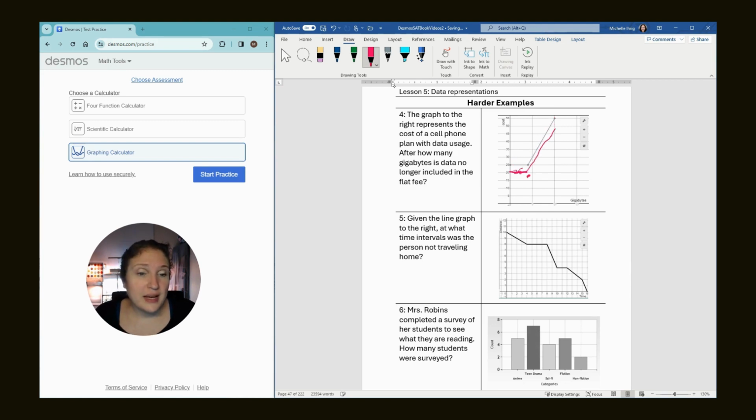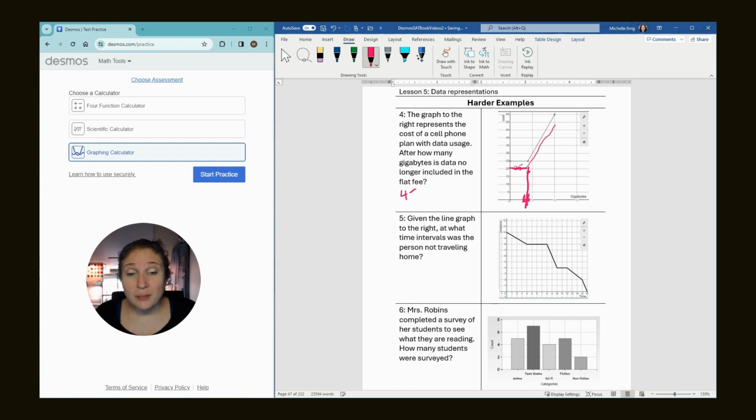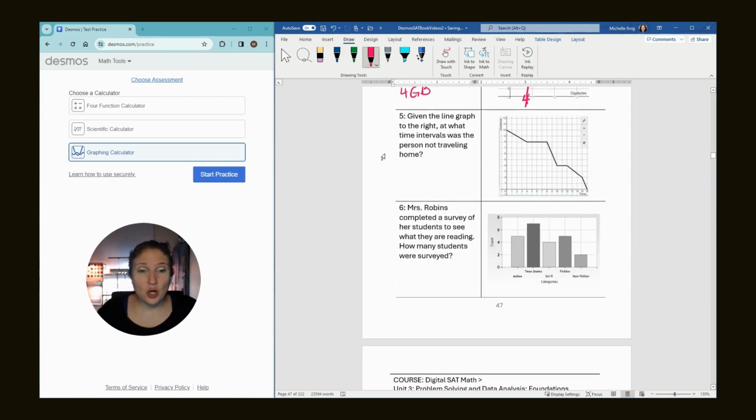So the shift is happening right here, which is at 4. So at 4 gigabytes is when all of a sudden we're not paying $25 anymore. We're paying more and the price goes up per gigabyte. Okay. Given the line graph to the right, at what intervals was the person not traveling home?